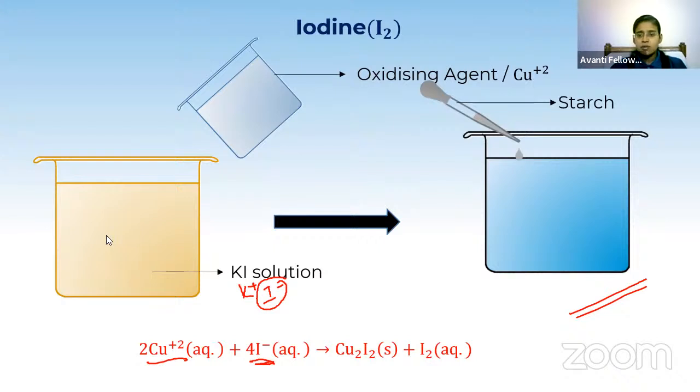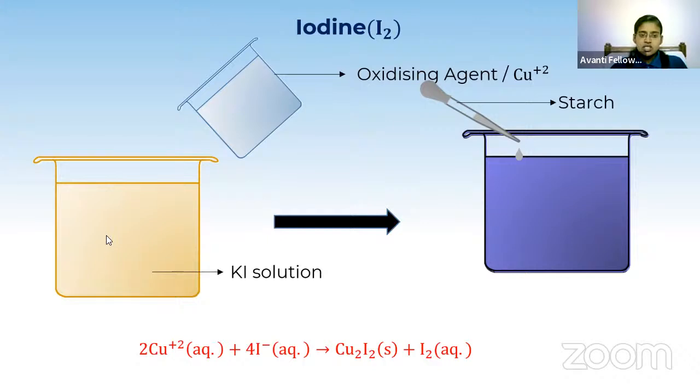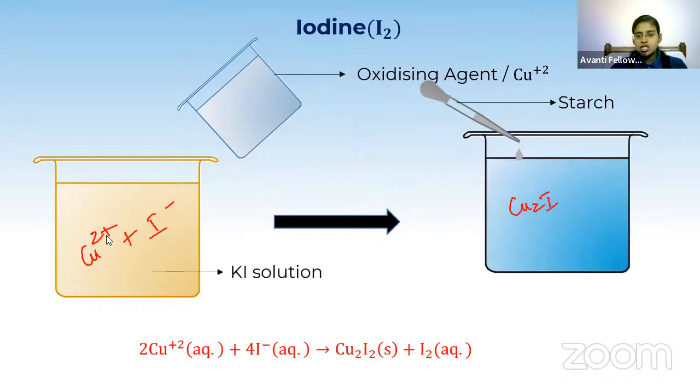You have to add some droplets of starch so that the light blue color will be changed to intense blue color. Okay. Iodine gives the intense blue color with starch. So initially we have Cu2 plus and I minus here. Then when they react with each other, we are getting Cu2I2 and I2 in the solution.